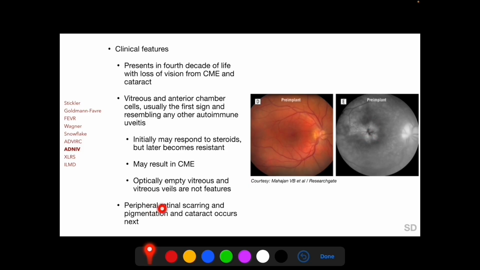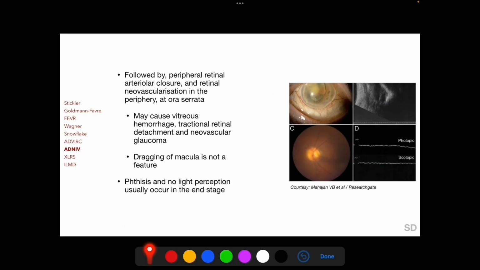Subsequently, peripheral retinal scarring, pigmentation and cataract develop in these patients, and following this, peripheral retinal arteriolar closure and retinal neovascularization occur, which may cause vitreous hemorrhage, tractional retinal detachment, and neovascular glaucoma. And the end stage of the disease is characterized by phthisis and no light perception. So this ultrasound shows a phthisical eye, this photograph shows iris neovascularization, and this fundus picture shows vitreous hemorrhage.